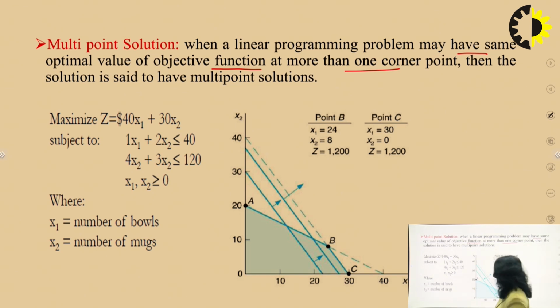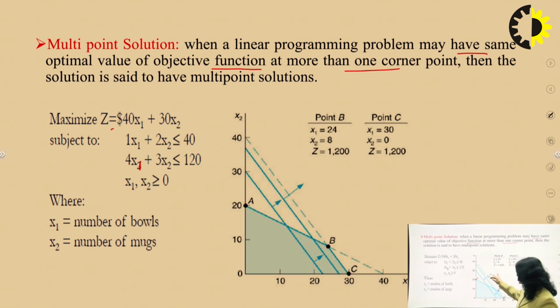For example, here we have taken the example as maximum z = $40x1 + $30x2, which is subject to x1 + 2x2 ≤ 40 and 4x1 + 3x2 ≤ 120, and these are the non-negativity restrictions, x1 and x2 ≥ 0. Here x1 is the number of balls and x2 is the number of mugs. We have already discussed this example in our previous lectures.